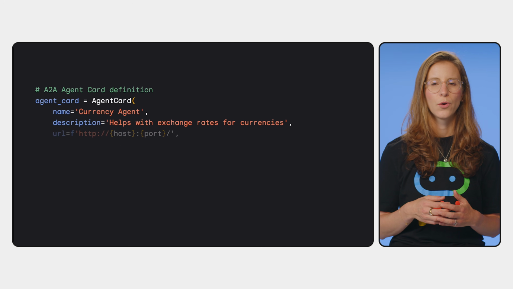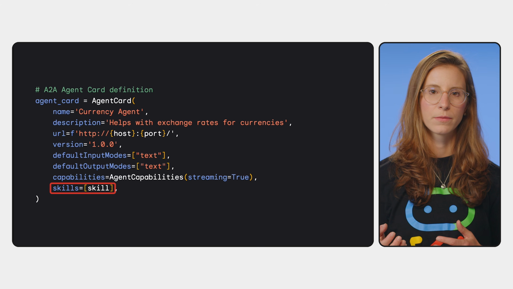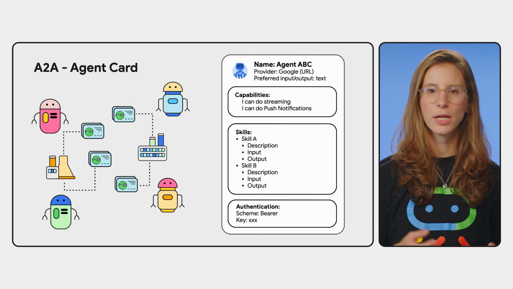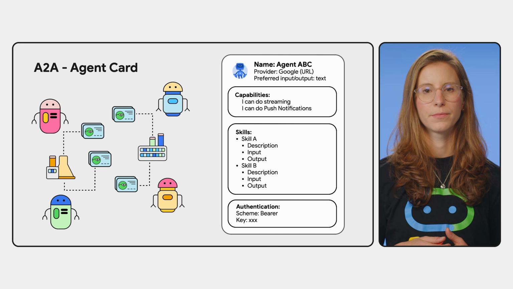Designed to be modality agnostic, A2A enables agents to work together across text, audio, video, and other unstructured formats. A2A allows agents to discover each other's capabilities and collaborate on tasks. They do this by using something called an agent card, which is like a digital business card. The card advertises the agent's skills. In our case, we might define a skill for our Get Exchange Rate tool. Then package that skill into an agent card, which includes the agent's name, description, and other details.